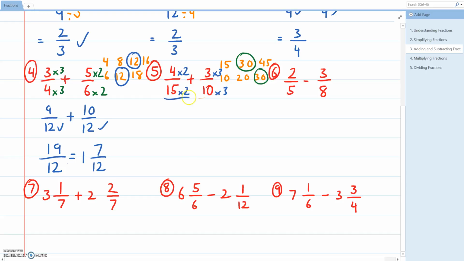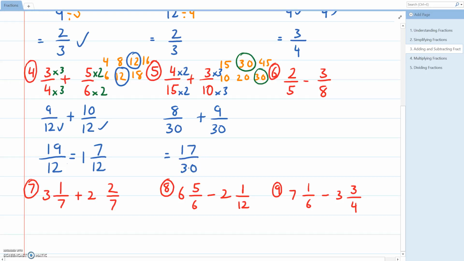So my goal here is, of course, still to get these denominators to be the same number. 4 times 2 is 8 over 30. 3 times 3 is 9. And 10 times 3 over 30. And now again we've got our common denominator, so 8 plus 9 is 17, and our denominator doesn't change, over 30.